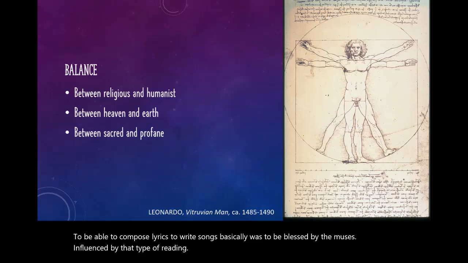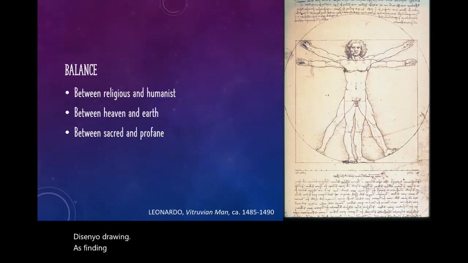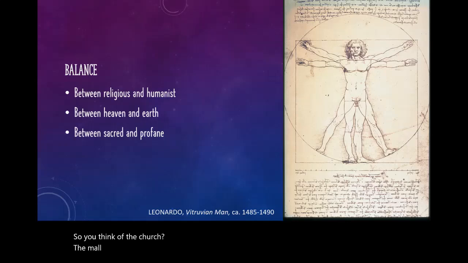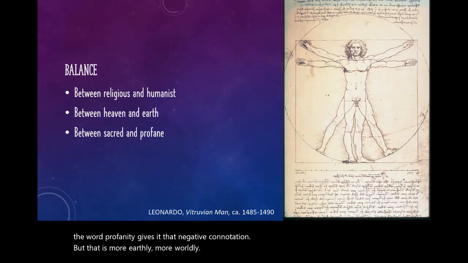there's no wonder that Leonardo and Raphael would frame the world of painting, the world of disegno, drawing, as finding a balance between religious and humanist, between heaven and earth, between sacred and profane. And what I mean by profane, what Leonardo means by profane, is really the world outside of the sacred. It's the opposite, right? So you think of the church and the mall, right? One is a sacred space, one is a profane space. Not that it's negative. For us, I think the word profanity gives it that negative connotation, but that is more earthly, more worldly, and not quite so holy.